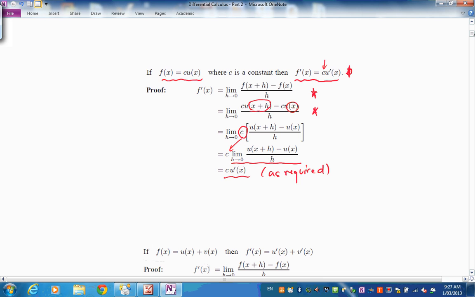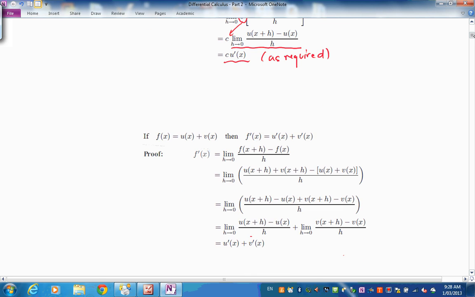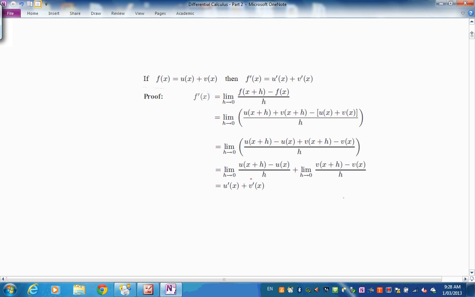Okay, so let's come down a bit to this next one now. This is the sum of two functions. So if we do that, always start with the definition. Limit as h tends to naught of f of x plus h, take f of x, on h, and then putting in the sum function. There it is, u of x plus h plus v of x plus h, minus the function u of x plus v of x. Let's group them up because we know certain pairs are useful.